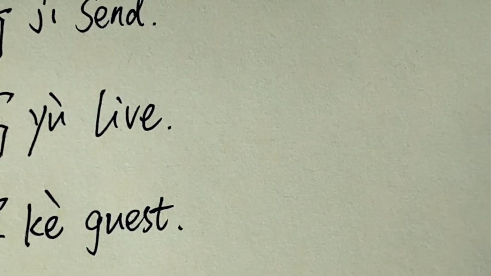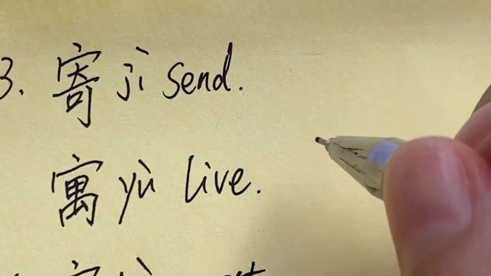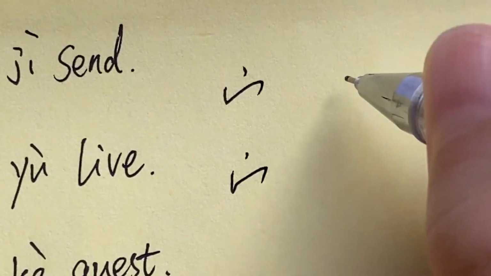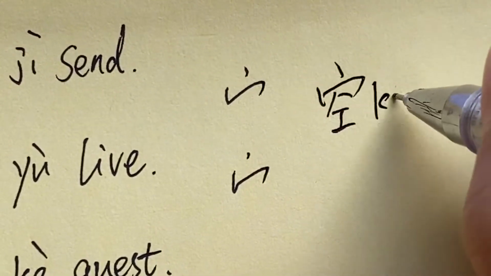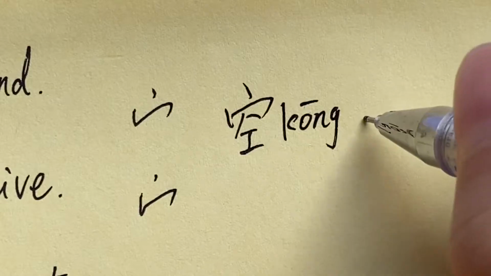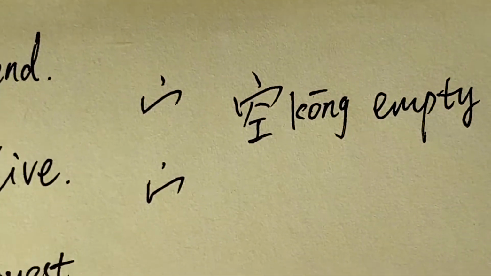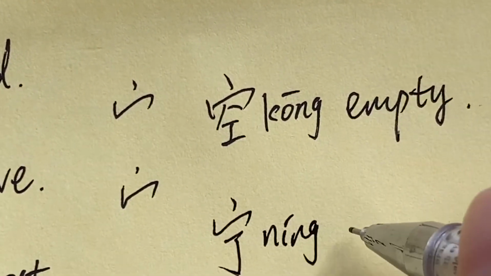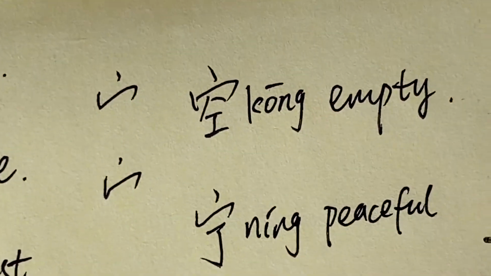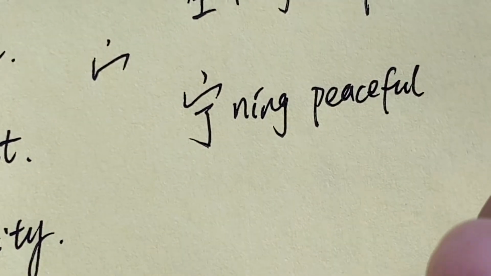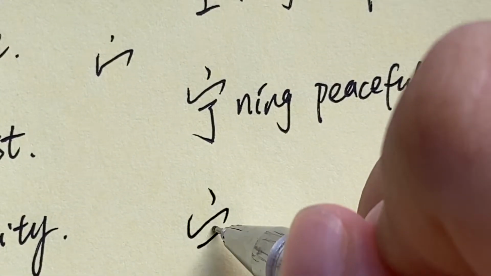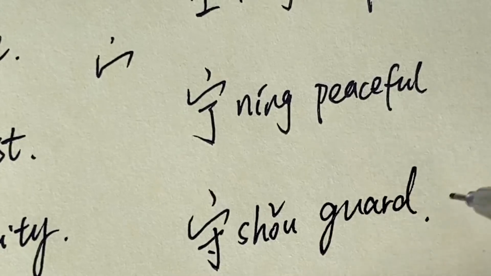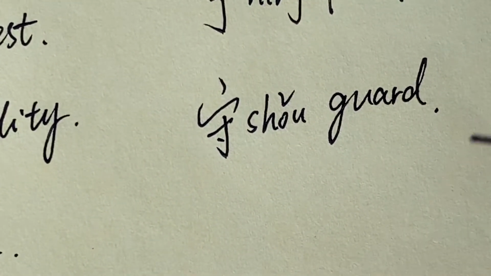When you write 宝盖头 in cursive, you can write it like this. 空, empty. 宁, peaceful. 手, guard. 宿, stay.